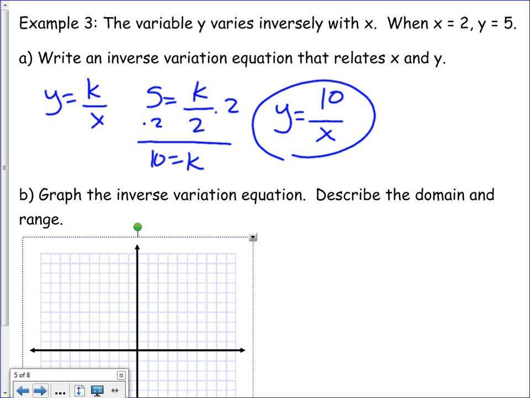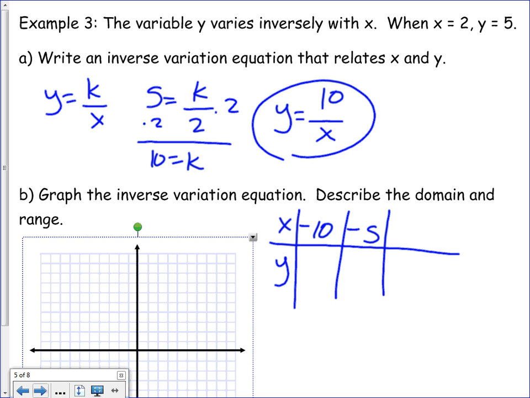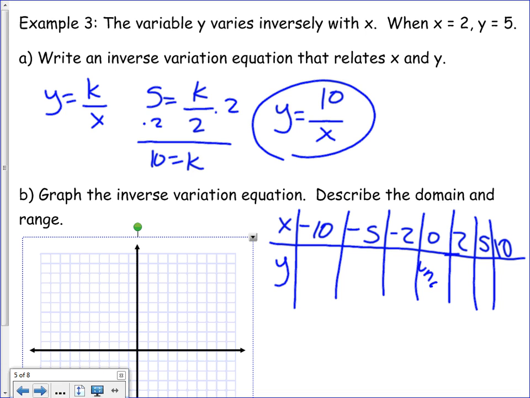We can't ever have x be 0, because there's no value for y then; it would be undefined at that point. So we can just pick some values: negative 10, negative 5, negative 2. We can do 0, but it's going to be undefined there. Then 2, 5, and 10. Whatever we do negative, we'll want to do the same values positive to really get our curve well. And at 0, we can't divide by 0 in math, that's undefined.